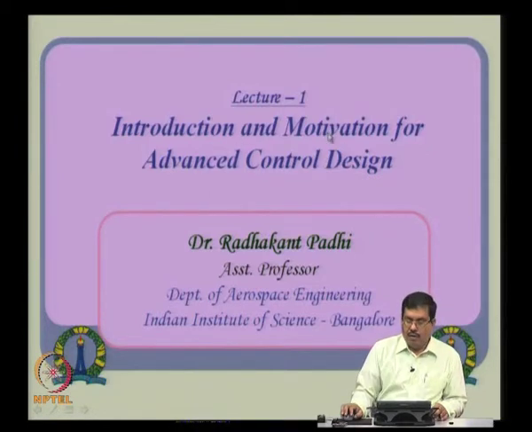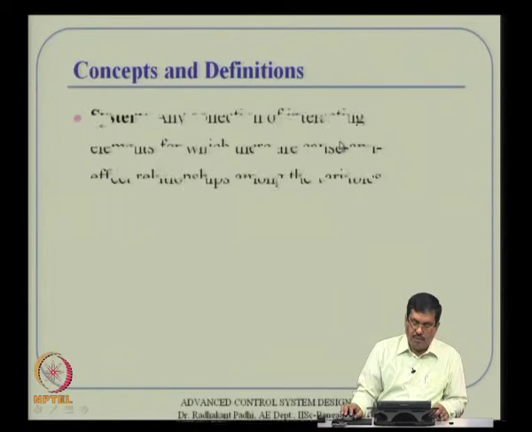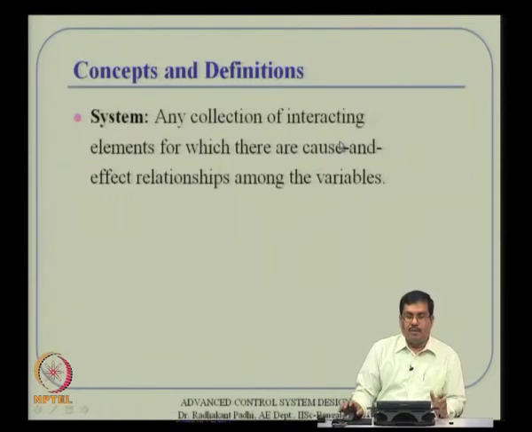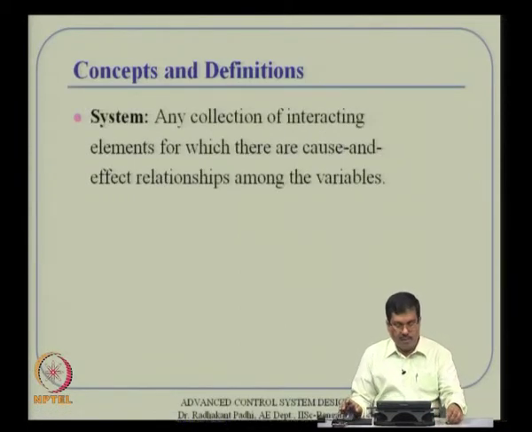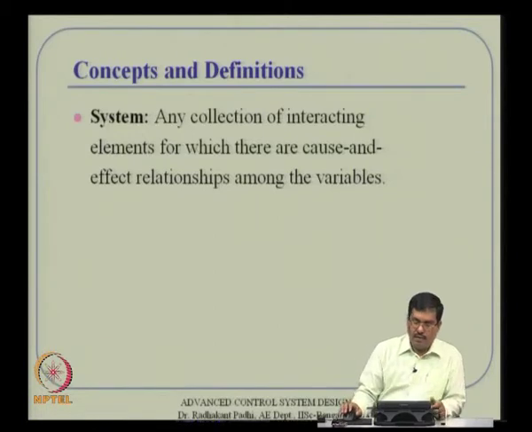Okay. So concepts and definitions first. First we need to know what a system is: any collection of interacting elements for which there are cause and effect relationships among the variables. That's the formal definition of a system. That means you have a collection of interacting elements, and there should be a cause and effect relationship among those variables as well. Only then do you talk about that as a system in general.